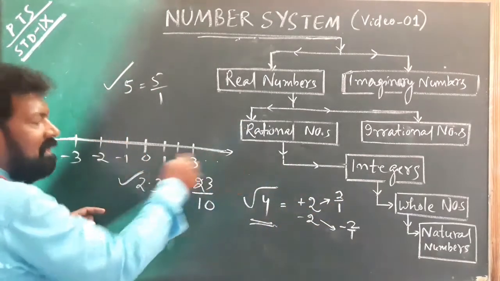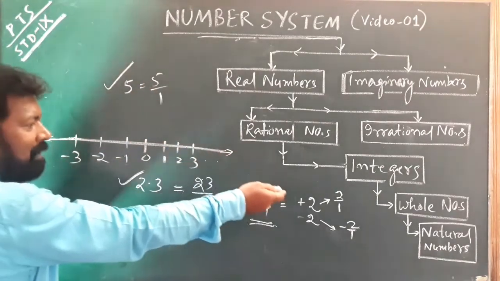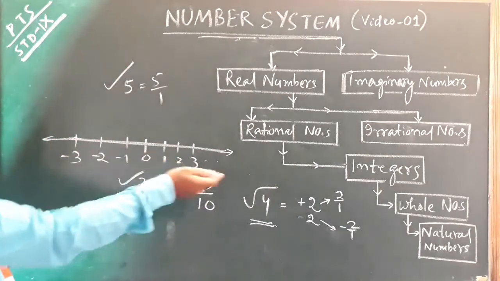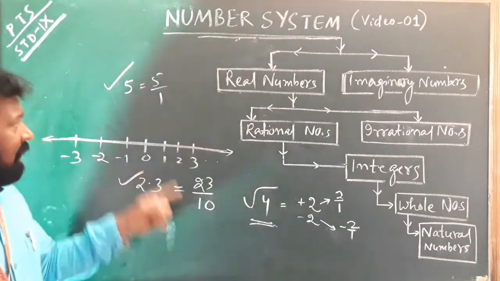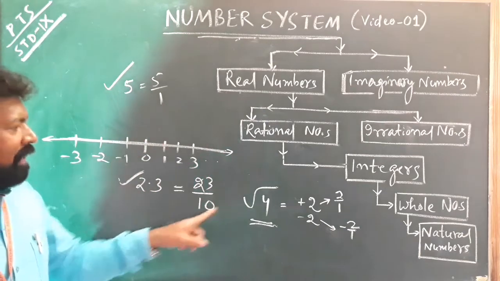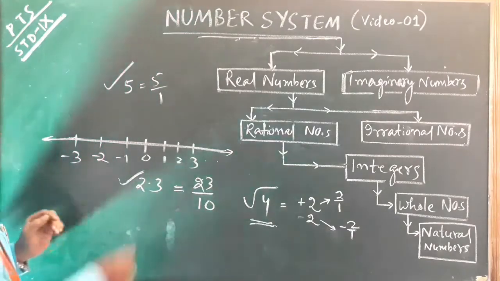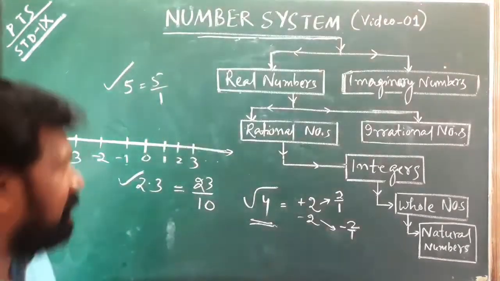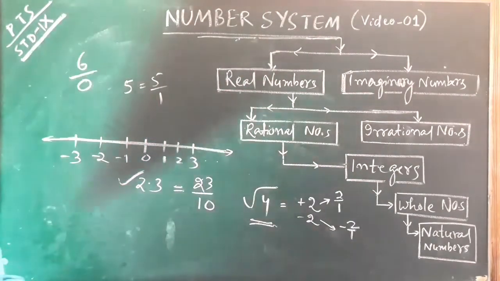23 is present in this number line and 5 is also present in this number line, and similarly plus 2 is there and minus 2 is there. All the numerators belong to your number line, and similarly the denominators 1, 10, 1 also belong. So let's write one more fraction. Say, for example, the fraction is 6 by 0. 6 by 0.